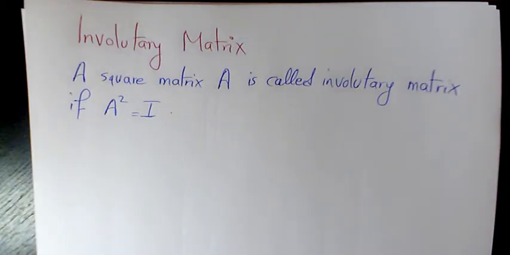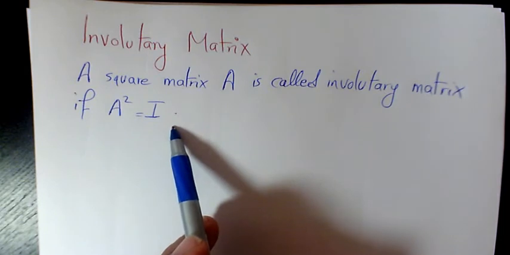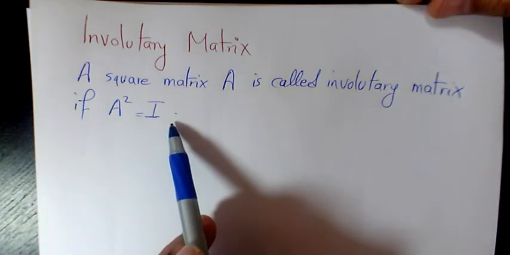Welcome to another video. In this video I want to talk about involutory matrices and show you how to figure out if a matrix is involutory. A square matrix A is called an involutory matrix if A squared equals I, where I is the identity matrix or unit matrix.